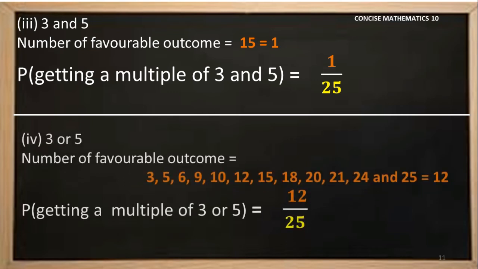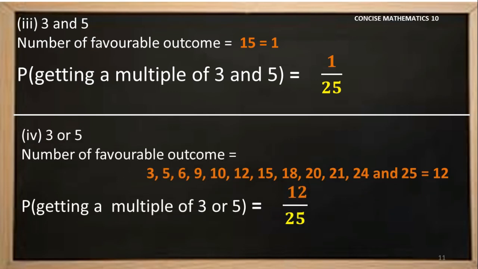Next, a number getting a multiple of 3 or 5. In this case we can have many outcomes, that is all the multiples of 3 and all the multiples of 5, and kindly don't repeat the numbers. For example, 15 is a multiple of 3 as well as a multiple of 5. It is not necessary to repeat the numbers because we can have only one 15 number card in that set. So don't repeat the numbers, only try to find out the outcomes which satisfy the given conditions.